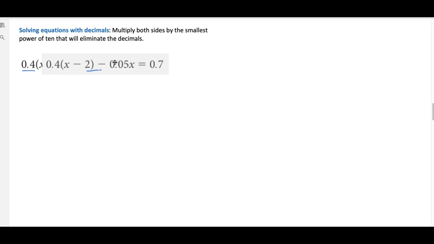I'm going to scooch this over a little bit so I have more room to work, and we'll get started with that. So 100 is what we're going to have to use. It's the smallest power of 10 that's going to eliminate every single decimal. So you basically need to look at the smallest number and go from there. I'm going to multiply this side by 100 and this side by 100. And remember, when you multiply times 100, you're moving the decimal point over 2 places to the right. However many zeros there are in the base 10 number, that's how many decimal places you're going to move.